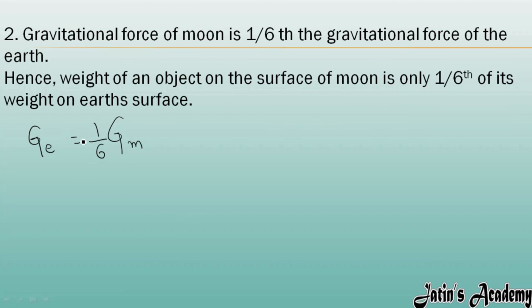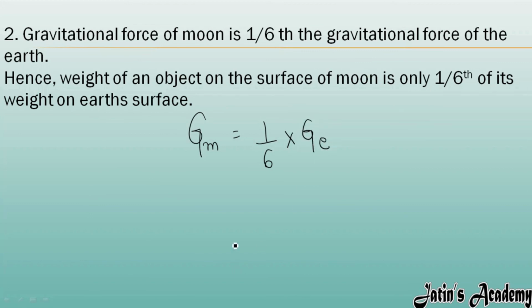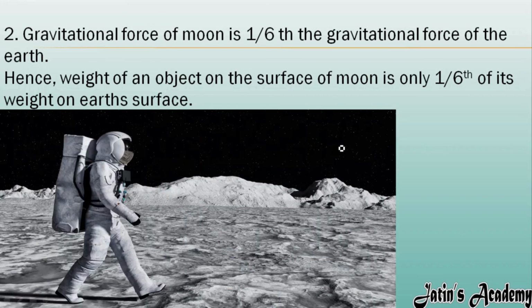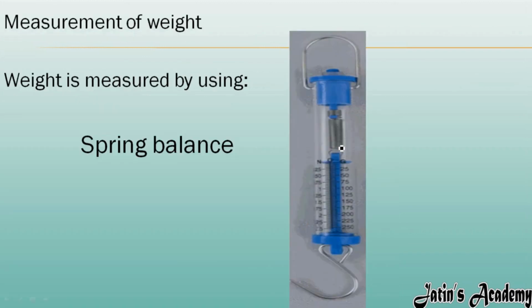Fine. So you can write: gravitational force on the moon is 1/6 of gravitational force on the earth's surface. Gravity reduces, which means weight is also going to reduce.